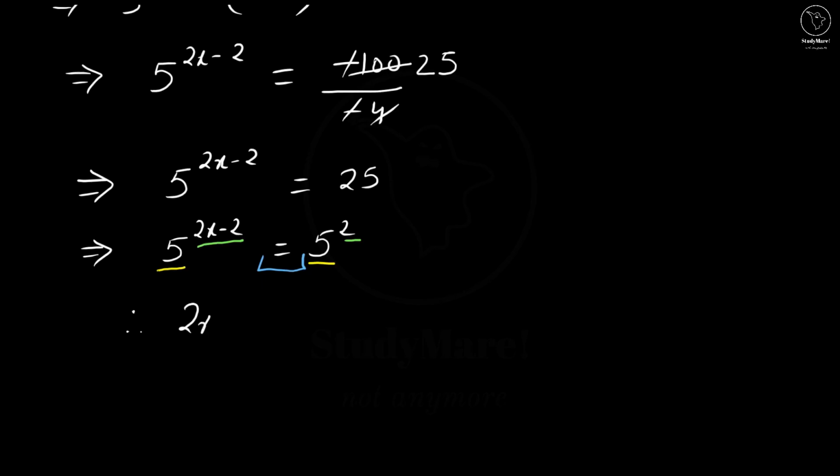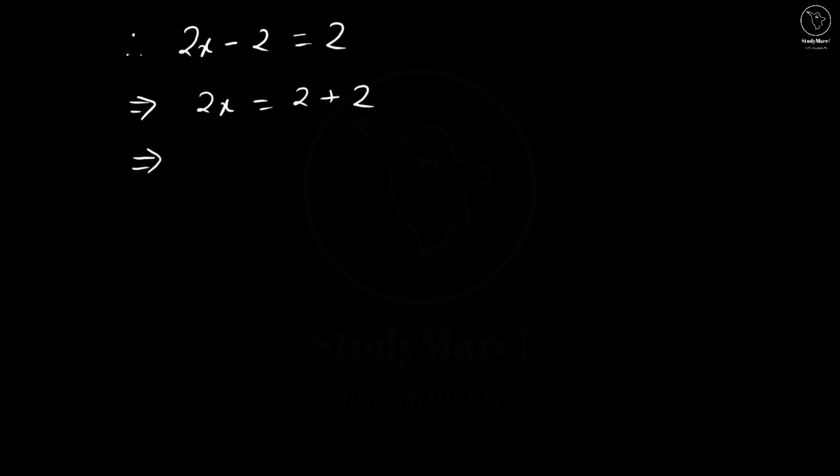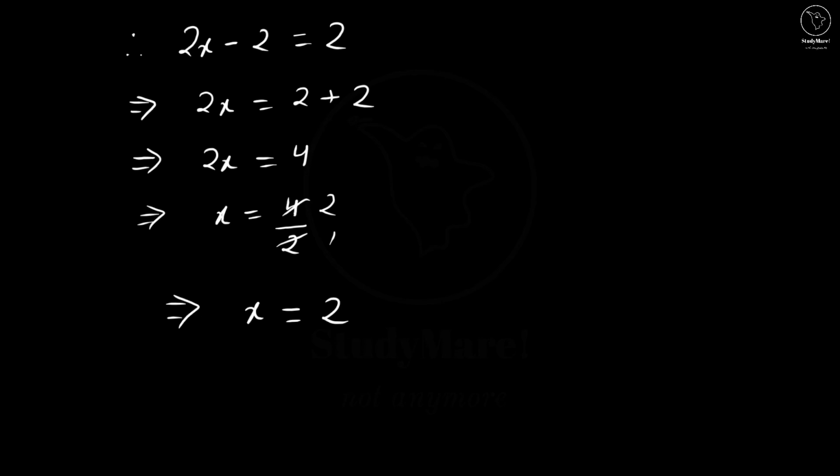Therefore, 2x minus 2 is equal to 2, which implies 2x is equal to 2 plus 2. Implies 2x is equal to 4, gets us x is equal to 4 by 2. 2 1s are 2, 2 2s are 4, thus x is equal to 2. Solved, and that too so easily.